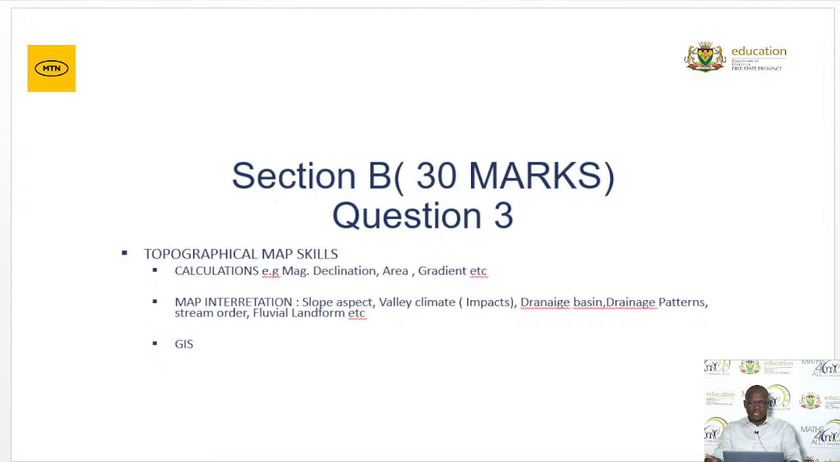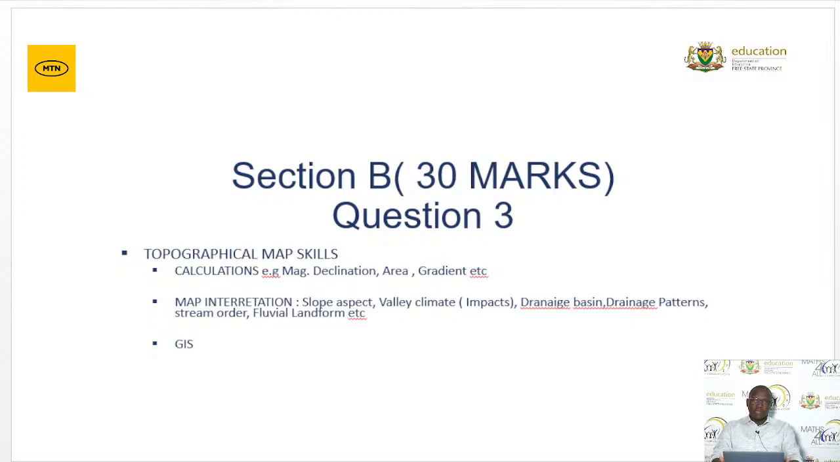Is the river meandering here? Then you must be able to identify that inside that. So these are some of the examples of map interpretation inside the map. Grade 12s, you must be able to interpret, because I know most of our learners are struggling in terms of map interpretation.